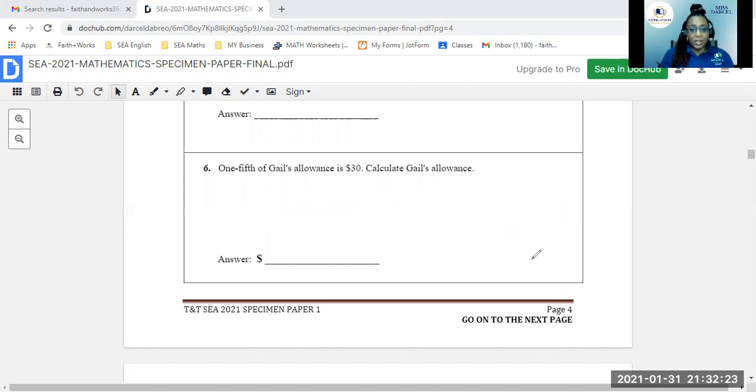right? So let's rewrite this as a mathematical sentence. 1/5, so that's a fraction, of could also be translated as multiplication. Gail's allowance, we don't know what that is, so let's put A for allowance. Is means equal, $30. So now we have rewritten that sentence as an equation, right? We have translated from words into figures and symbols. So now it's kind of easier to see. Okay, so we need to find out what A is. When you have part and you want to find the whole, the easiest thing to do, we're going to flip the fraction.